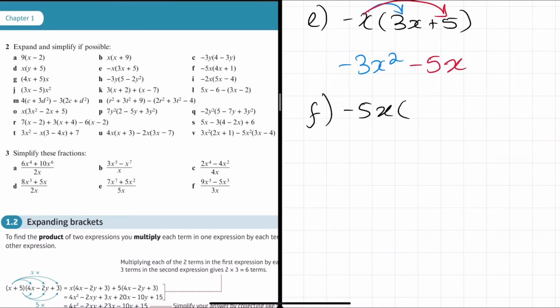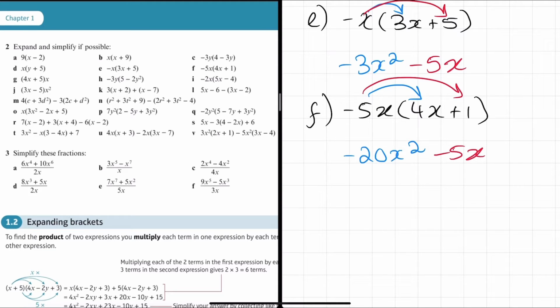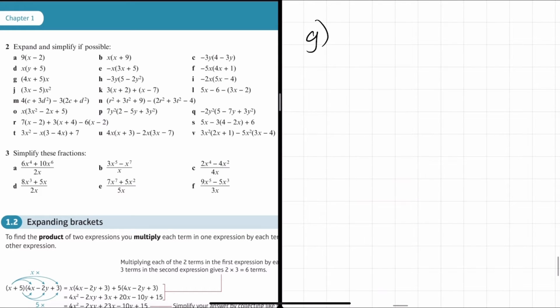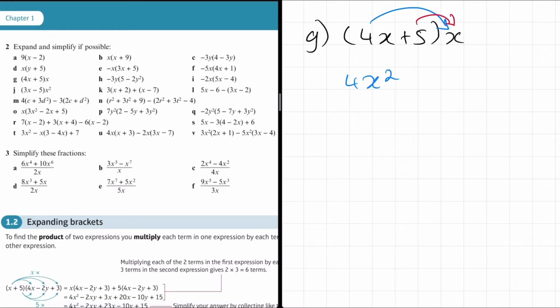F. Minus 5x times 4x plus 1. Minus 5x times 4x is minus 20x squared. Minus 5x times 1 is minus 5x. G. 4x plus 5 times x. So here we have 4x times x is 4x squared. And then we have 5 times x, which is 5x.